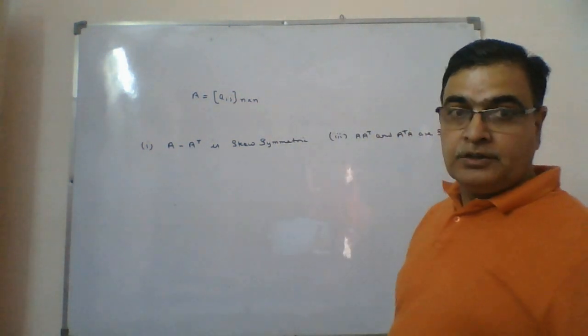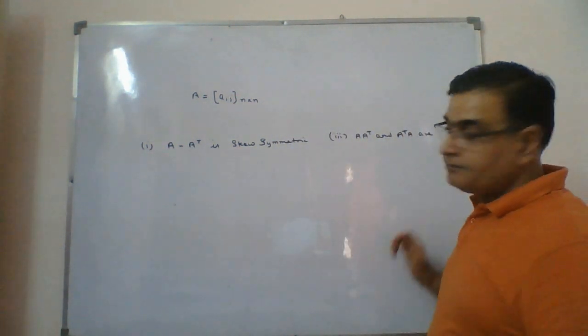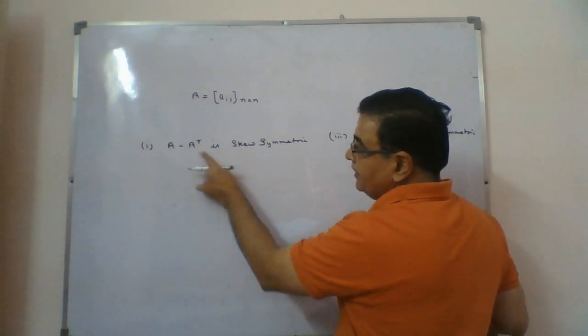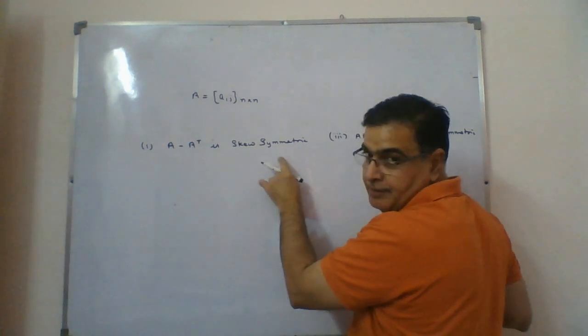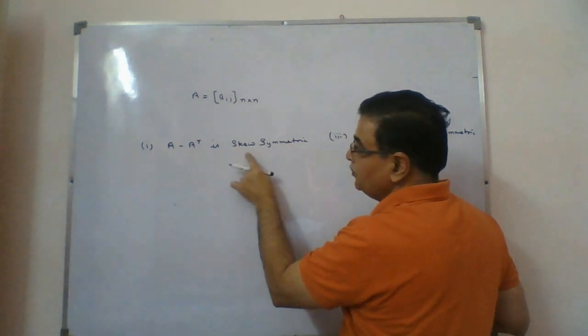Yes, now we are coming to the next property. A minus A transpose is skew symmetric. In the previous one I told you A plus A transpose was symmetric. Now it is A minus A transpose that is skew symmetric.